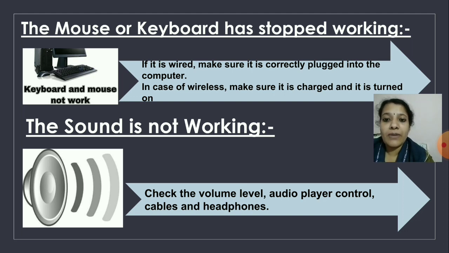For example, some of them have speakers, so the speaker wire should be connected with the CPU. You need to check that. And if we are using headphones with wires, you also need to check that wire. So in these four ways we can solve this problem. These are some of the frequent problems which occur in the system. With the help of troubleshooting we can solve all these problems.